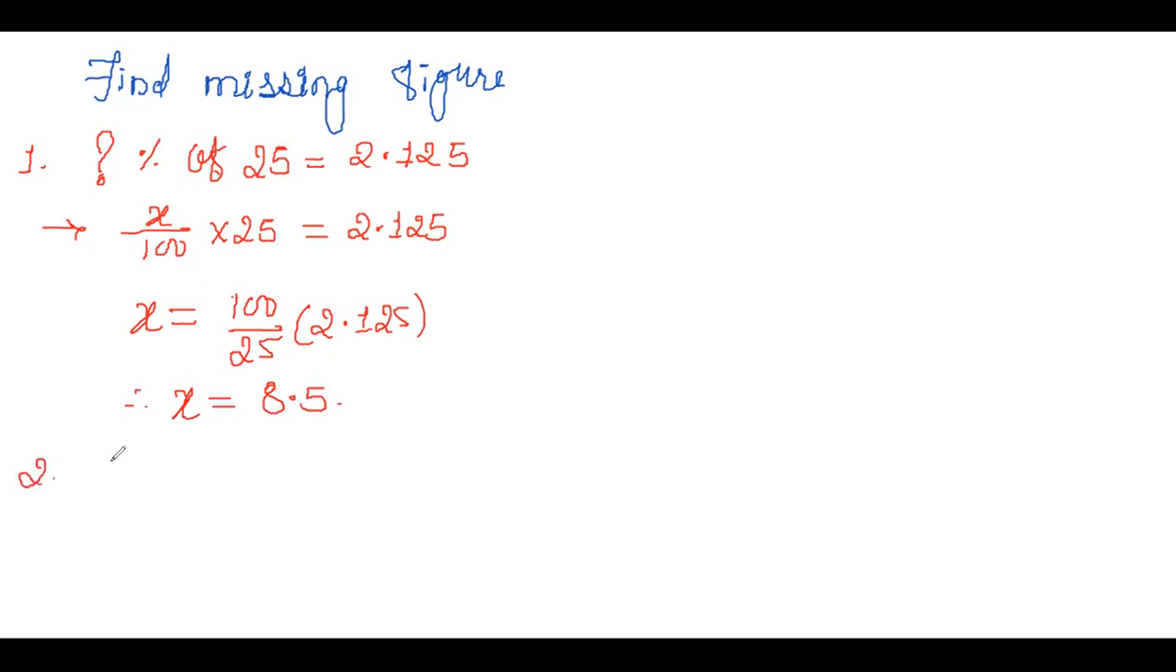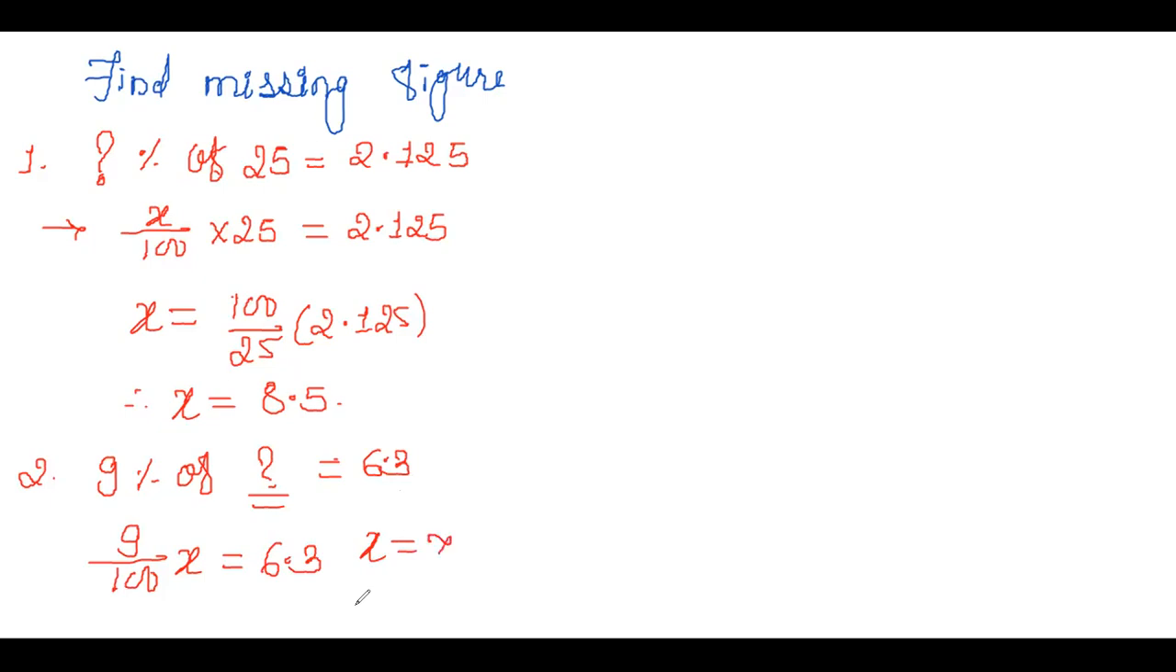Next one. 9% of x, where x is the missing term, is equal to 63. How are we calculating 9% of x, which is equal to 63? Sorry, it is 6.3. So 9 divided by 100 of x is equal to 6.3. So x is equal to 6.3 into 100 divided by 9. 70. Yes, it is 70.